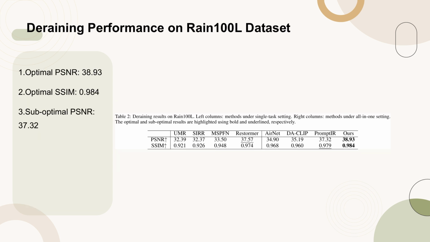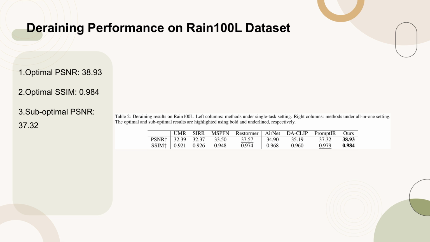Table 2 presents the deraining results on the Rain100L dataset, comparing methods under both single-task and all-in-one settings. The table highlights the optimal and suboptimal results using bold and underlined text, respectively. Key metrics include the peak signal-to-noise ratio, PSNR, and structural similarity index, SSIM.